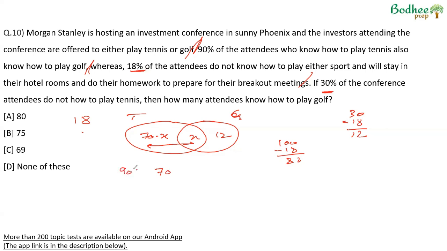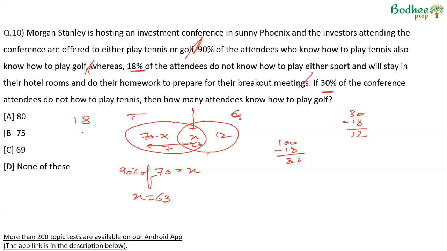90% of 70 who know how to play tennis also know how to play golf. This will be equal to X. Therefore, 90% of this total 70 will be equal to X. So from here we get X is 63. This is 63. This therefore becomes 7.